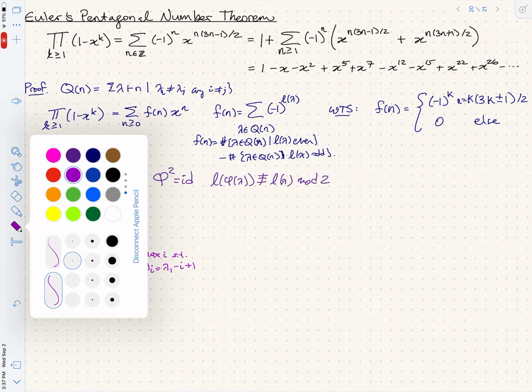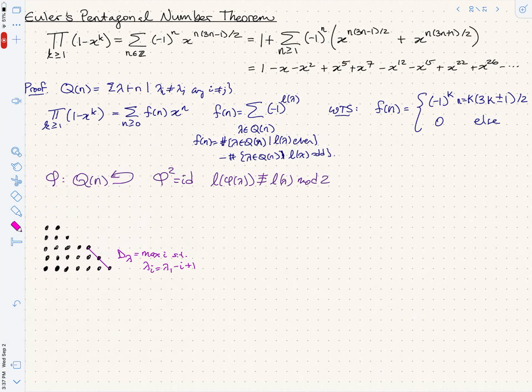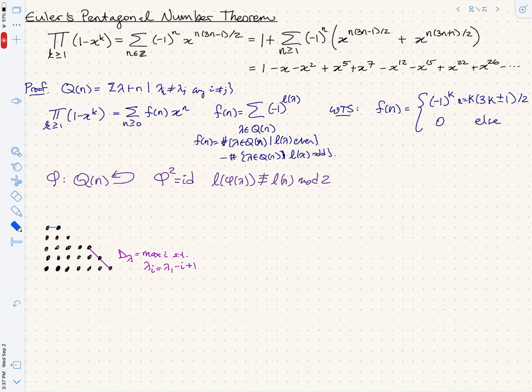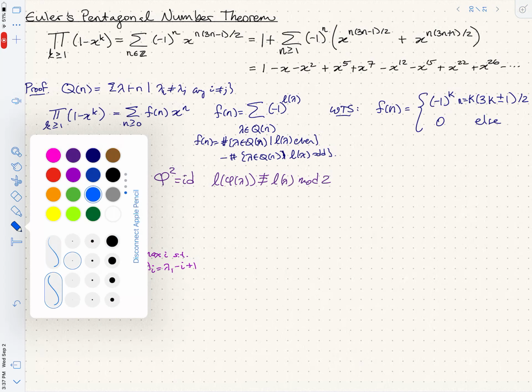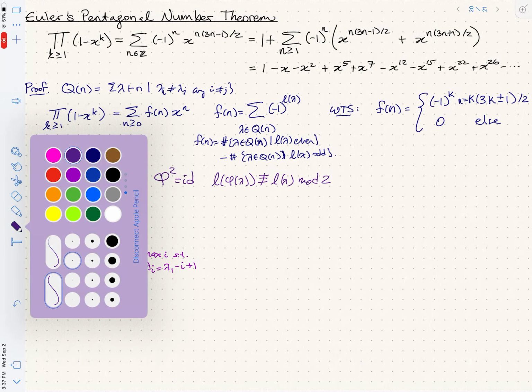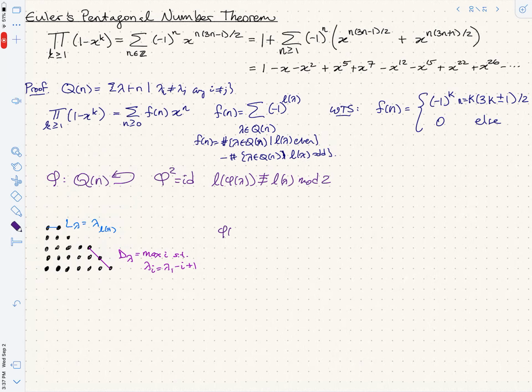All right, that's one value that I want to consider. Another value that I want to consider, maybe it'll be blue, is going to be the length of the last part. So we're just going to call this L sub lambda equals lambda sub length of lambda. Maybe L sub lambda is not less cumbersome, but maybe it is. Okay, so these are the two values I care about, and this is how my map is going to go. Let's go ahead and write it down.